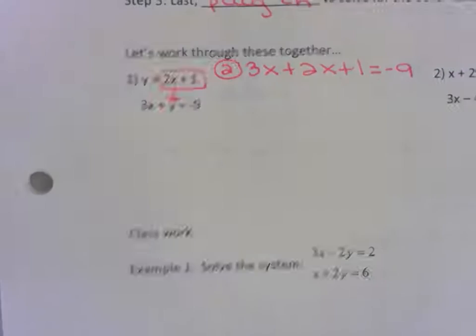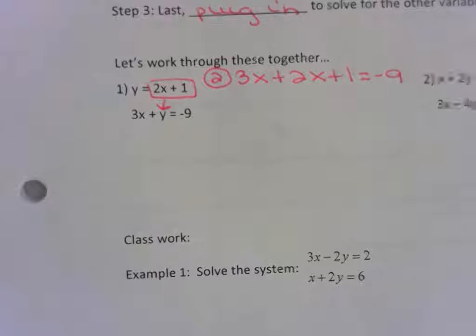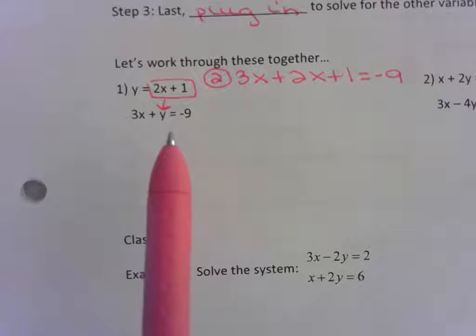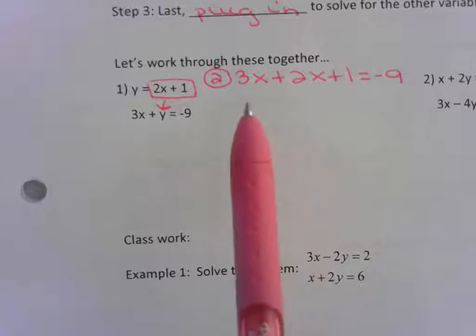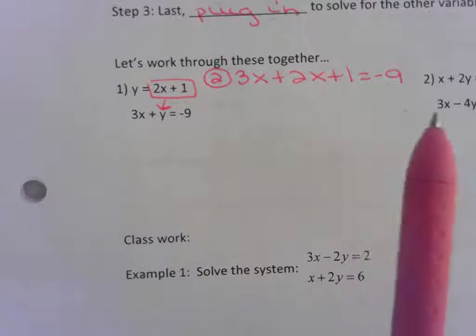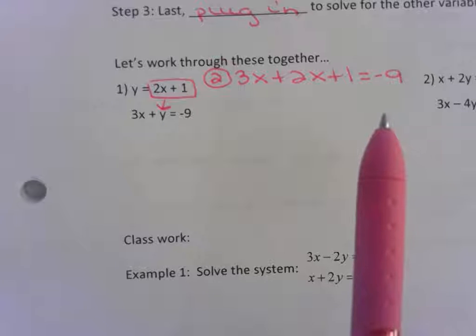Now this is substitution. If I have a substitute teacher, I am gone. So if I am substituting 2x plus 1 in for y, the y is gone. So my bottom equation looks like 3x plus 2x plus 1, which is what I plugged in, equals negative 9. Any questions on that?